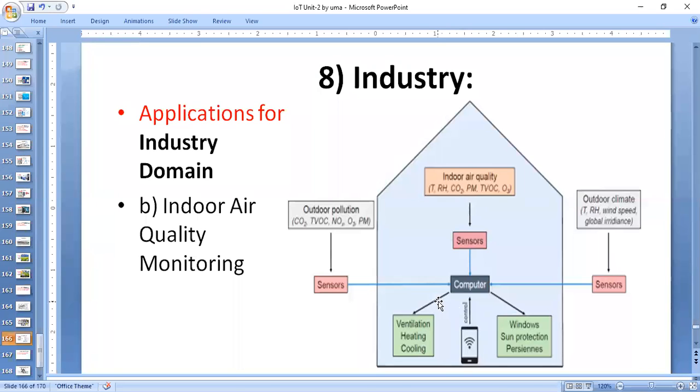Here you have a computer. For example, if you see the diagram here, indoor quality, outdoor pollution, CO2, NO2, NO, like the different climatic conditions, identifying the climatic conditions, indoor as well as outdoor. That means identifying the pollution. For identifying the pollution, you are using different IoT systems.